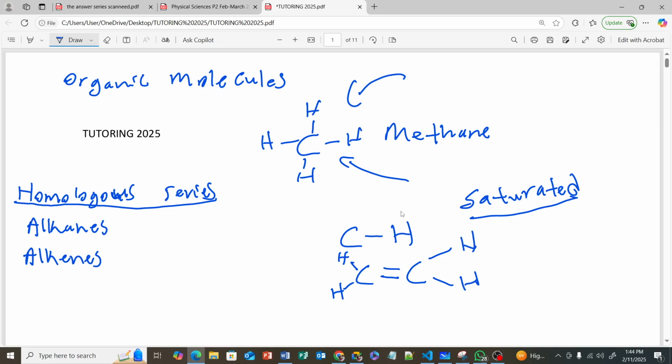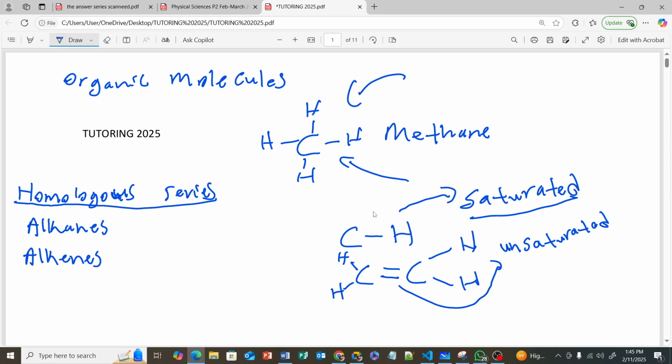So the ones that consisted of single bonds, we said it is saturated because we cannot add any more atoms. Now this one, since it contains double bonds, we say it is unsaturated, because it consists of multiple bonds.